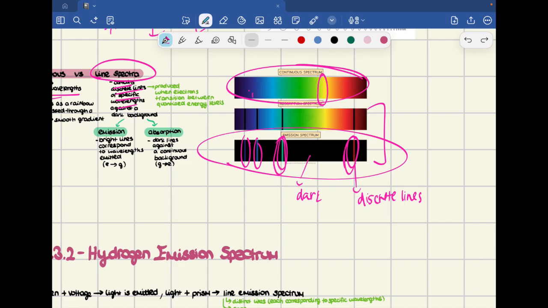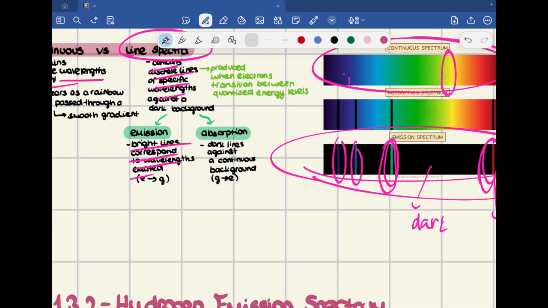Line spectra, as I mentioned, are produced when electrons transition between quantized energy levels. So this is an example of an emission spectrum, as I stated. We can see how bright lines correspond to wavelengths emitted. It is when electrons return back to the ground state from their excited state that this spectrum is produced.